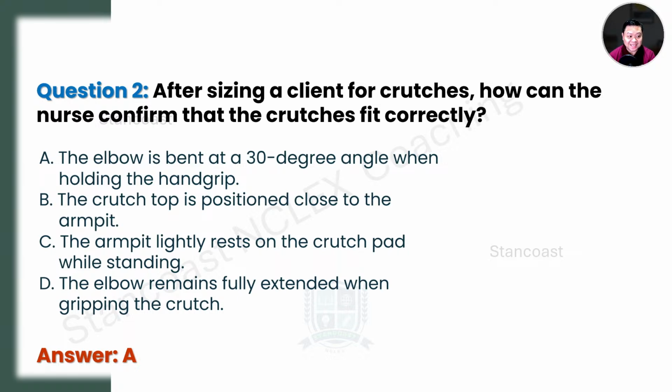Now, if you selected letter D, elbow remains fully extended when gripping the crutch, well, if you're going to keep that elbow straight, it will not allow for safe arm movement, and it could hinder the balance as well. So make sure that you teach this patient to make sure that they keep this 30-degree angle when they're handling the hand grip. Remember about the positioning: 30-degree angle.